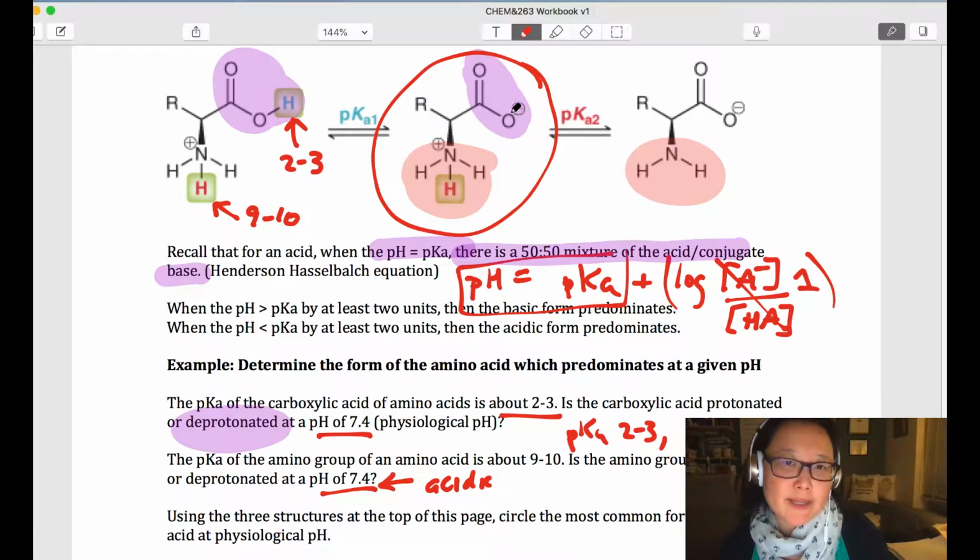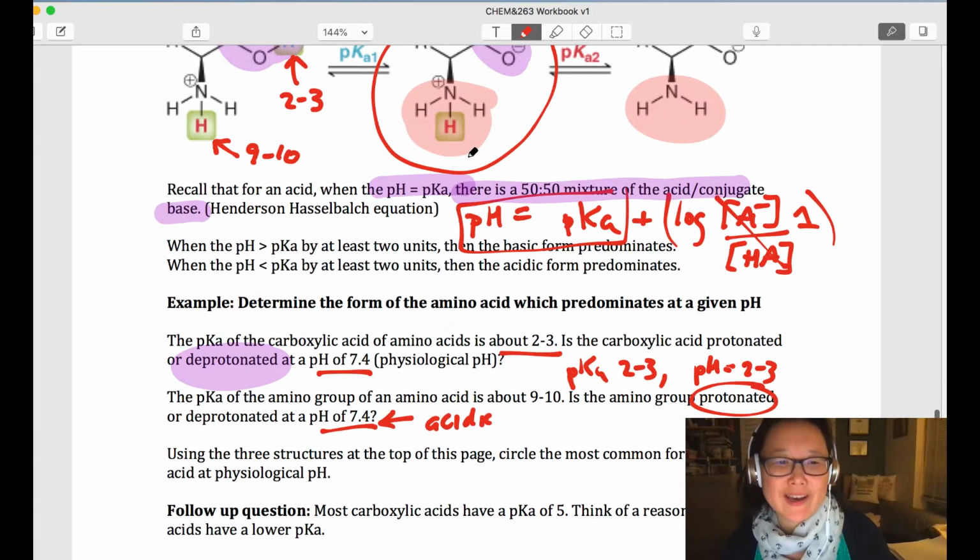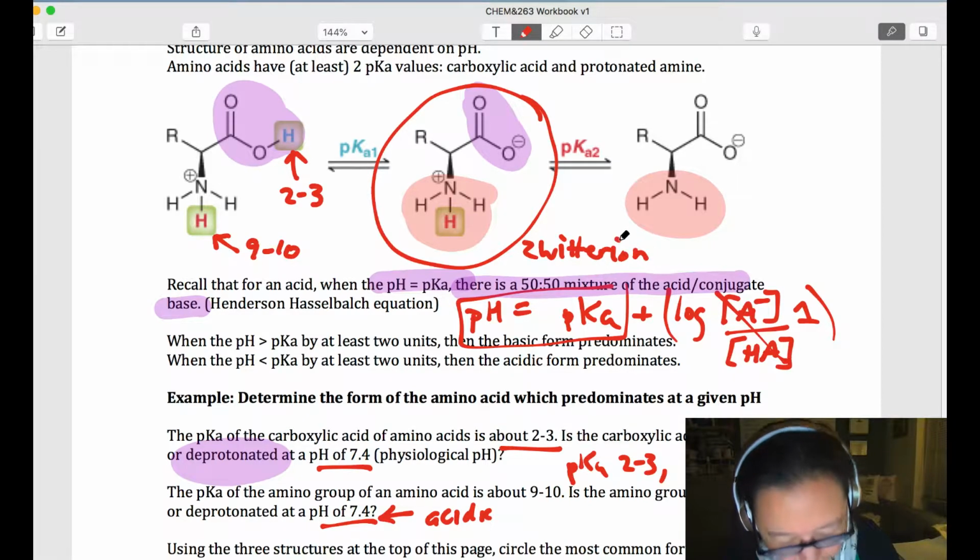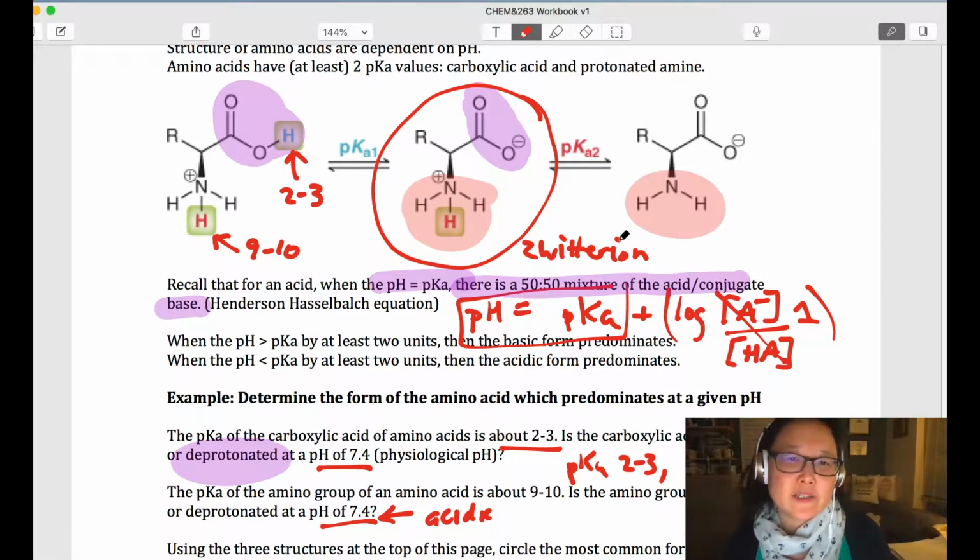They'll have a carboxyl group with a negative charge on the O and a positively charged N. So this is a protonated amine here. Now, when you have a molecule with opposite charges in it, this is called a zwitterion. It's the zwitterion that is the prevalent form at physiological pH.